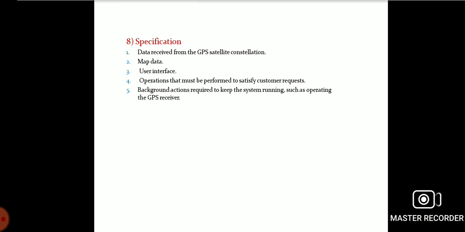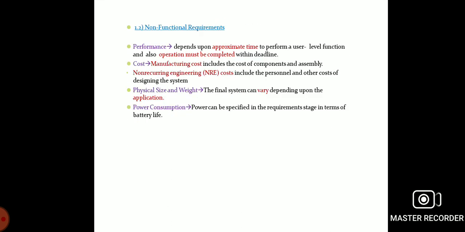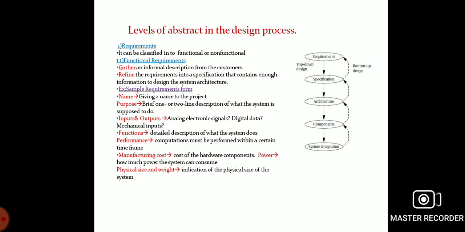In this lecture we studied the embedded system design process and its different levels: the requirements level, then the specifications level, then the architecture level, then the components level, and then the system integration level. In the next session we are going to discuss embedded system design modules, with an example design module, a model train controller.